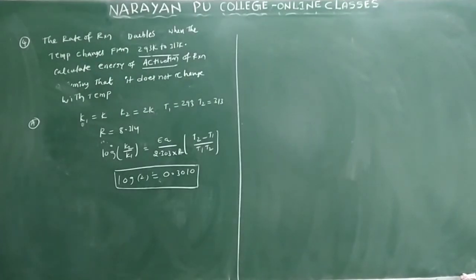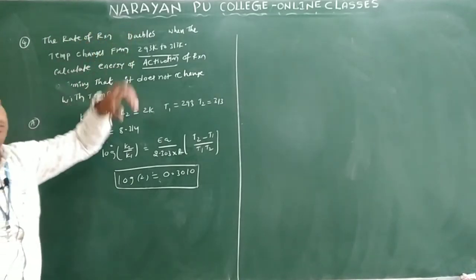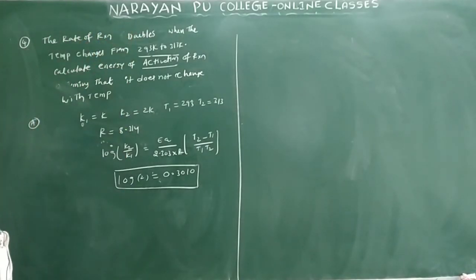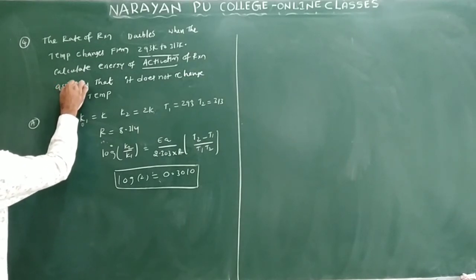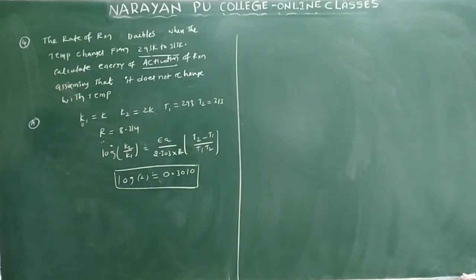Let us see this question. Just I want to change here. The rate of reaction becomes double when the temperature changes from 293 Kelvin to 313 Kelvin. Calculate the energy of activation of the reaction, assuming that it does not change with the temperature.